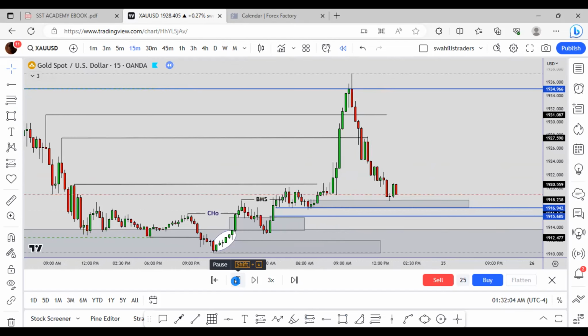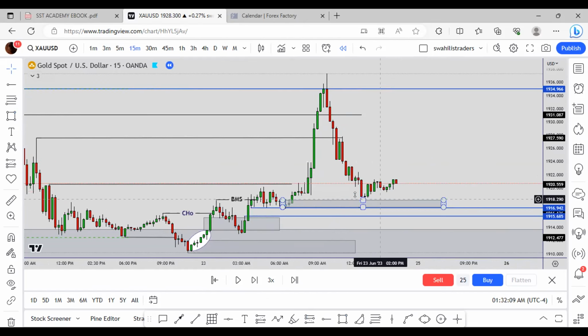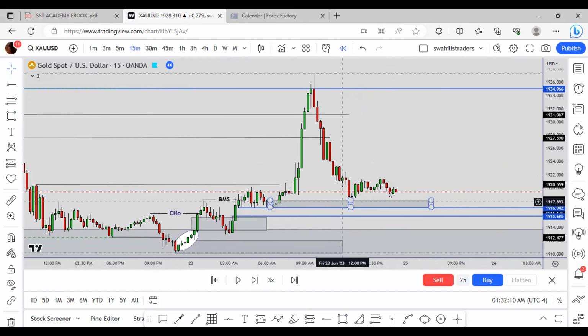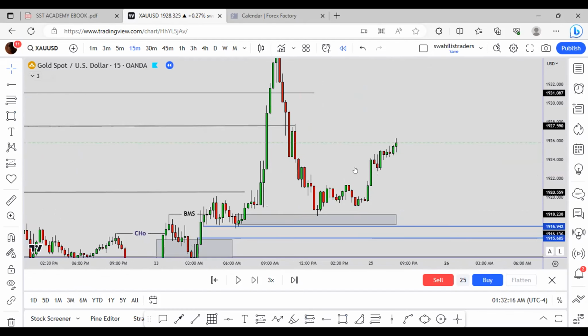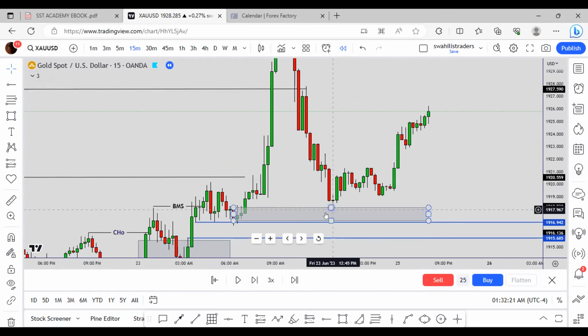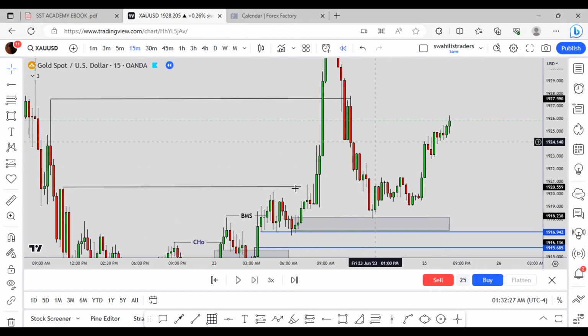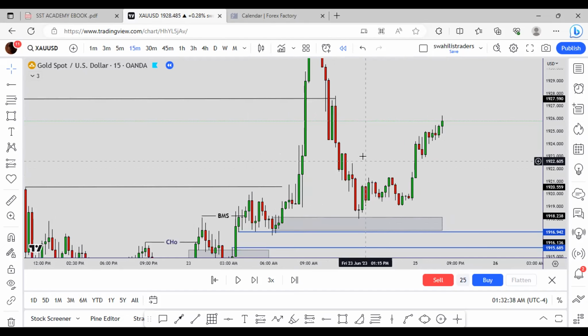Yeah, on Monday we had a nice reaction here. No, it was on Friday. Price mitigated this order block and then created this structure here. You see this mitigation: price touched this order block and then started to move to the upside. When the market closed, it was somewhere around this area, so I expected to see the market moving to the upside. This is what happened.